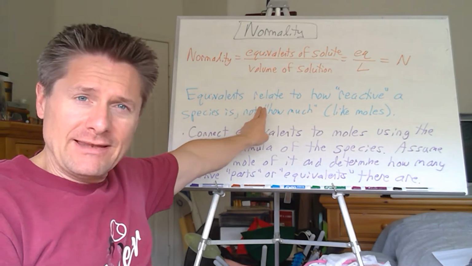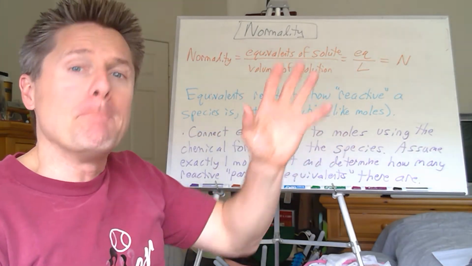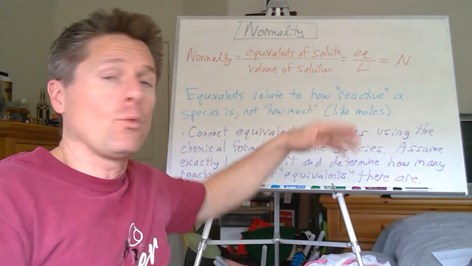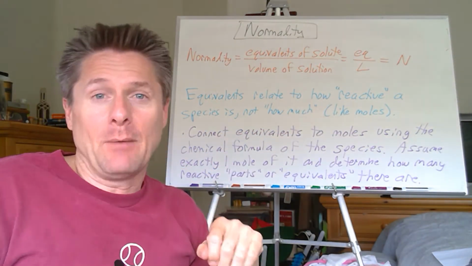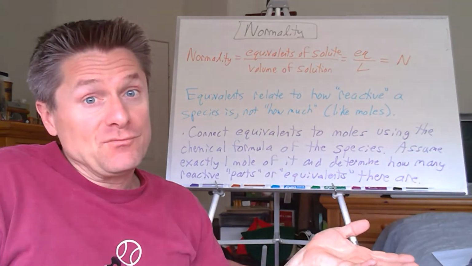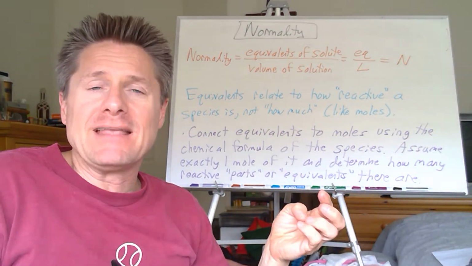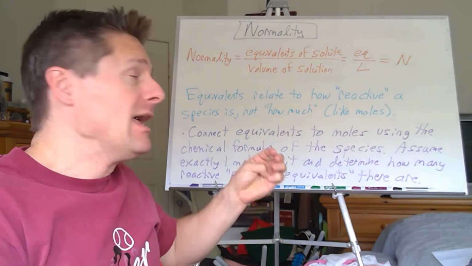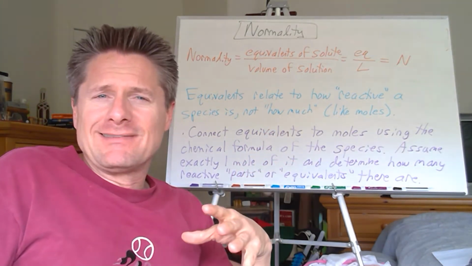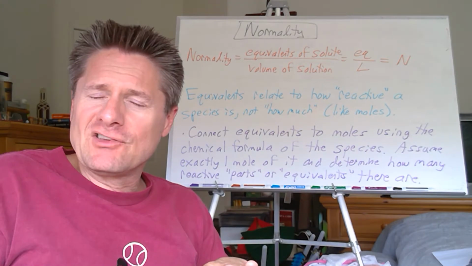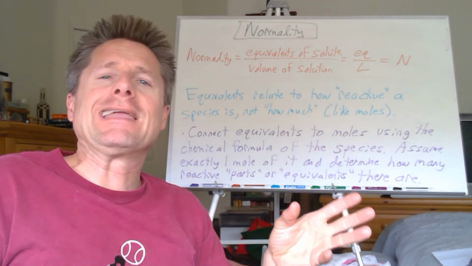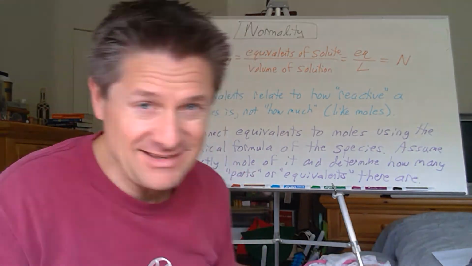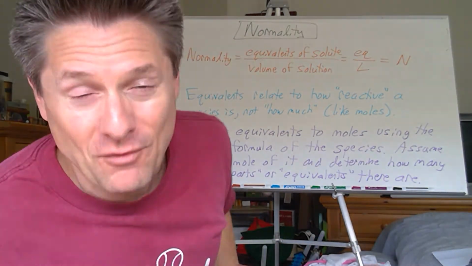So an equivalent is not necessarily an amount like a mole is. A mole is a certain number of particles, right? An equivalent relates to how reactive a substance is. We'll see that when we look at acids and bases in a little bit. I don't know if I'll get into redox, maybe just acids and bases. What I'm finding for students is they're grasping moles now. Equivalence is weird. So what we want to do is get from equivalence to moles as fast as we possibly can. If we're in equivalence, let's get out of it and get to moles.